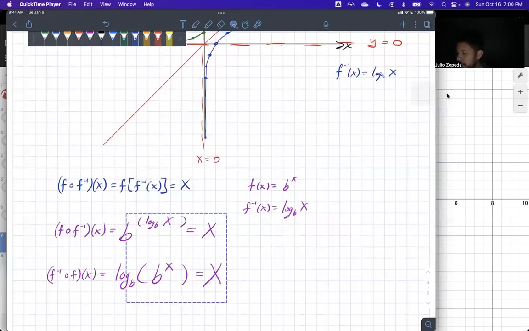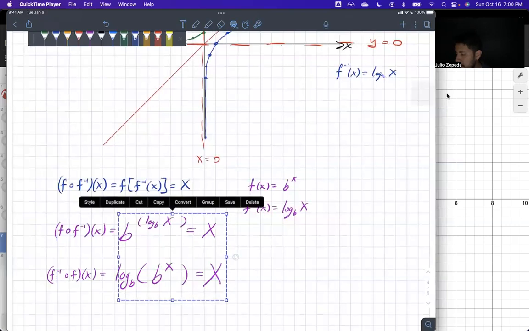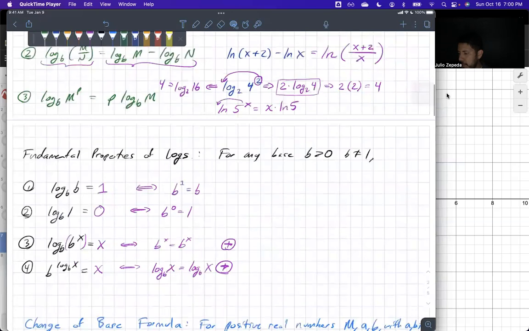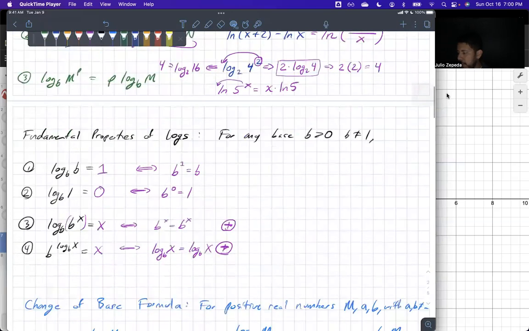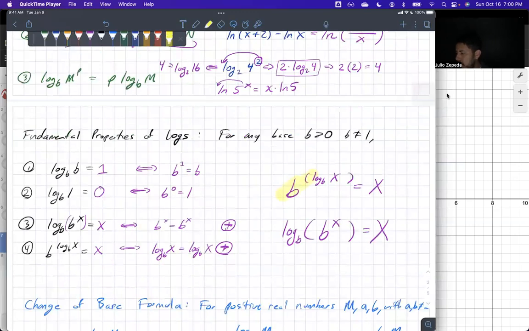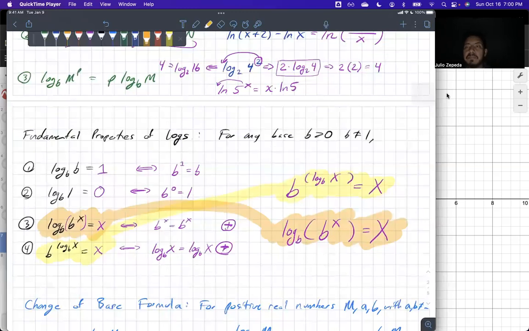Let's take a mental picture of this here. And go back up to these fundamental properties of logs, which we said we might come back to. And we see this one here is that one there. And this one here is that one there. These properties are due to the fact that exponentials and logarithms are inverse functions of each other. Okay.